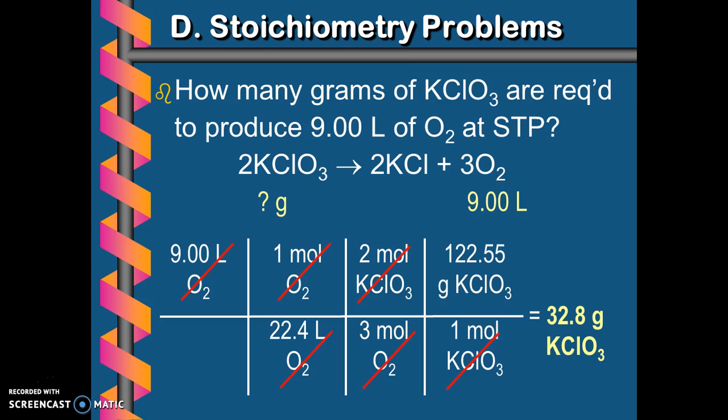Now, the other way that this problem could be set up is if you were given 32.8 grams of potassium chlorate to start with, and then be asked to determine how many liters of oxygen would be produced. But this is a backbone for every stoichiometry problem that you will be asked to do in this chapter.